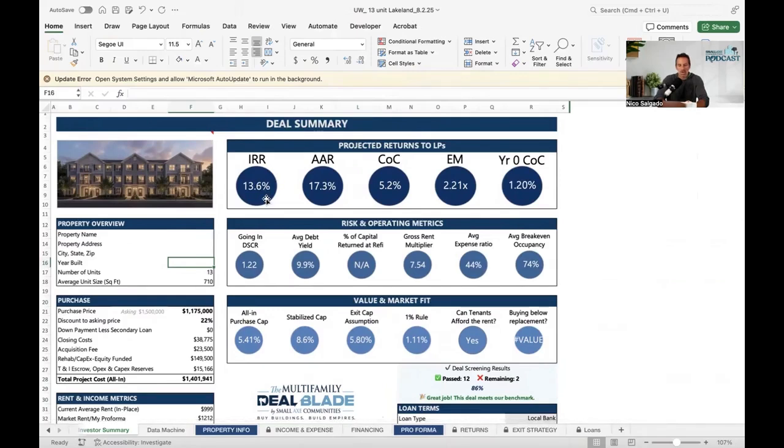The IRR is 13.6. AAR 17, etc. You see these metrics here pulled up for you. Year 0 cash on cash. That's important to look at as well.